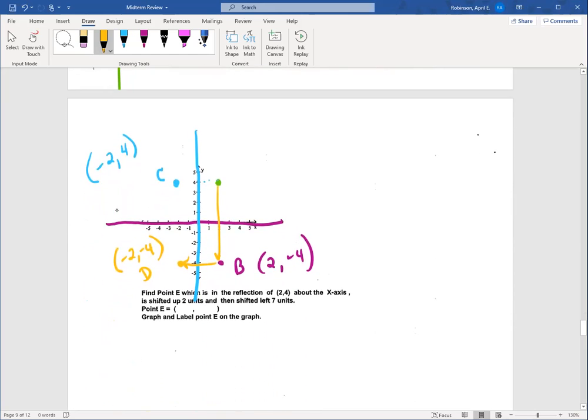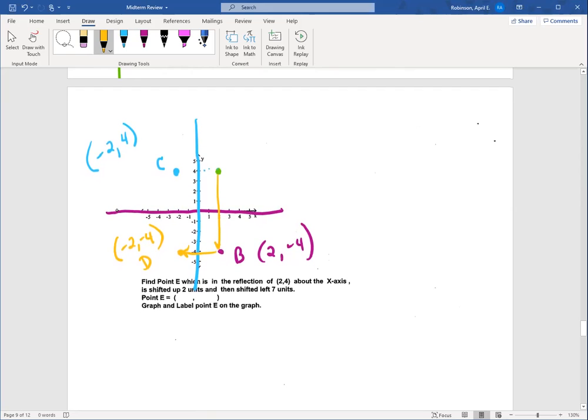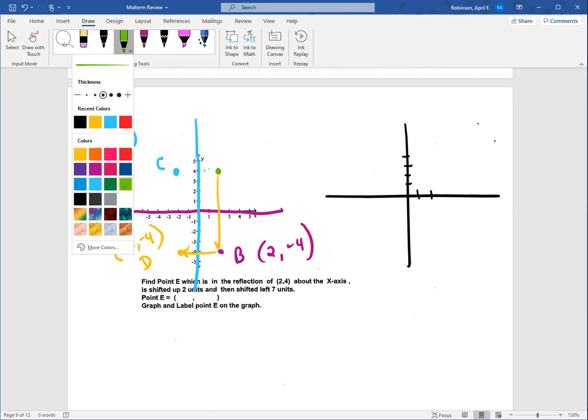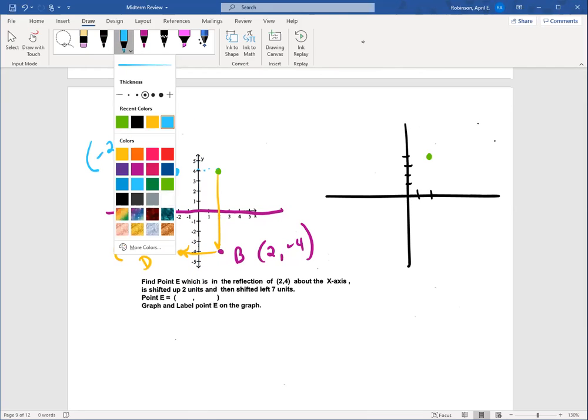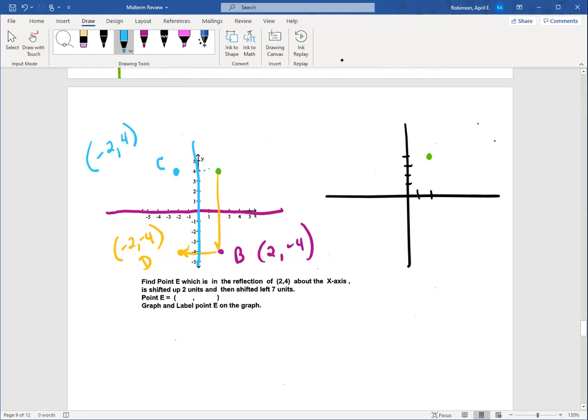And then find point E, which is the reflection of 2, 4 about the x-axis, shifted up 2 units and then shifted left 7 units. And I feel the need to graph this again over here. Okay, so 1, 2, 1, 2, 3, 4. My original point was in green. It was here. Okay, so we are going to, sorry, here was my blue. It's a reflection of 2, 4 about the x-axis. 1, 2, 3, 4. So a reflection of 2, 4 about the x-axis is going to take me to here.